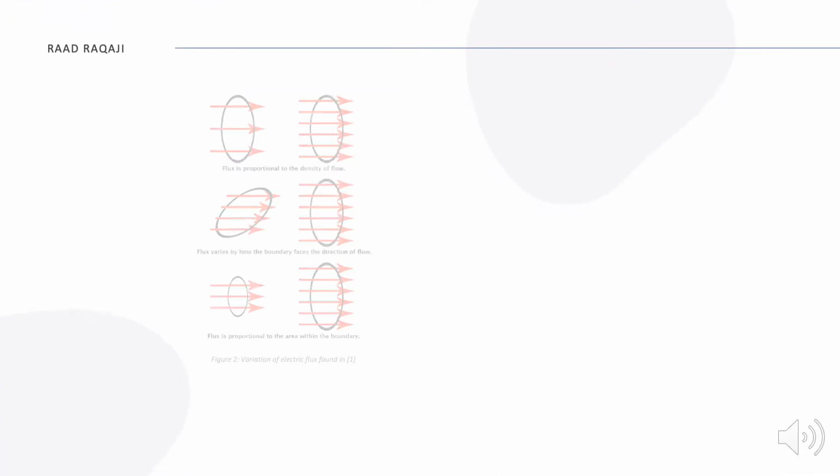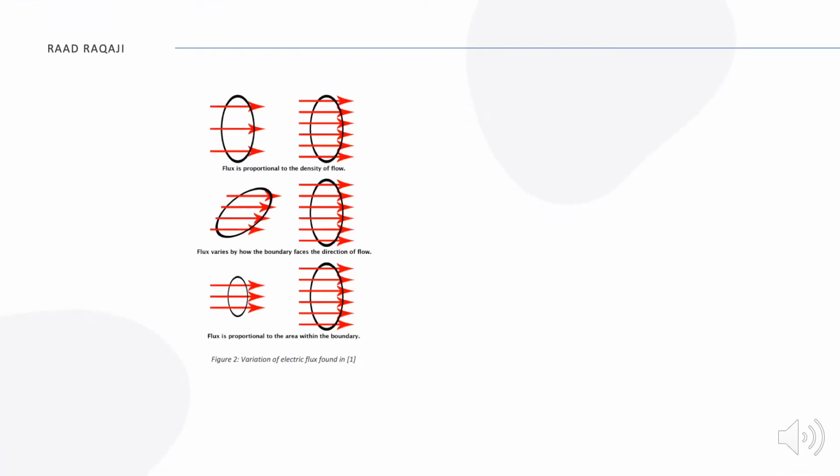The magnitude of the electric field at a distance from a single point charge is given by E equals K times Q divided by R squared, where E is the strength of the electric field at a point in Newtons per coulomb, Q is the charge that creates the field in coulombs, R is the distance from the charge in meters, and K is a constant, 9 times 10 to the power of 9.